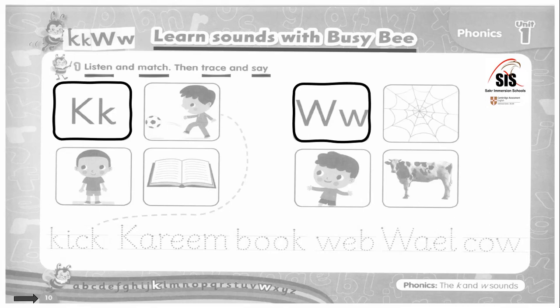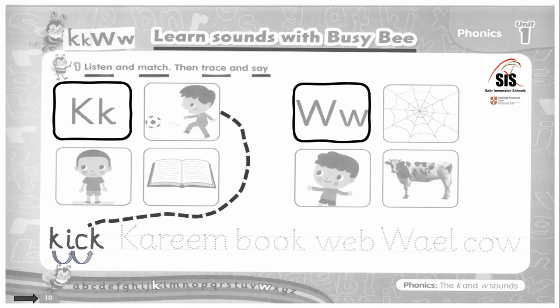The first word is K-I-K, kick. It's the word kick. Starts with letter K. Which picture is kicking? Excellent. The first one. So you're going to match the picture to the word kick and then trace kick.